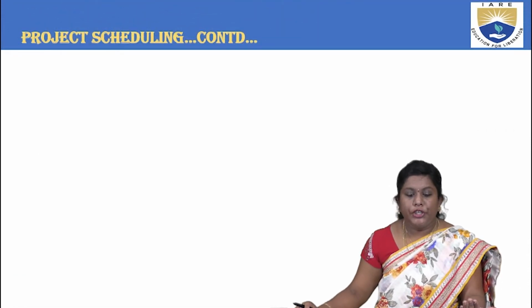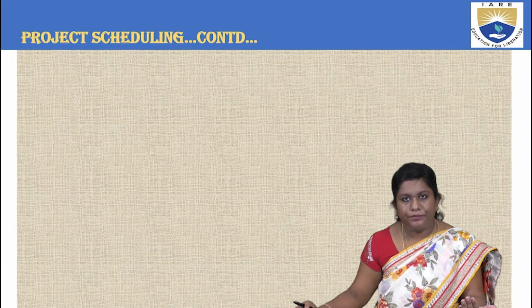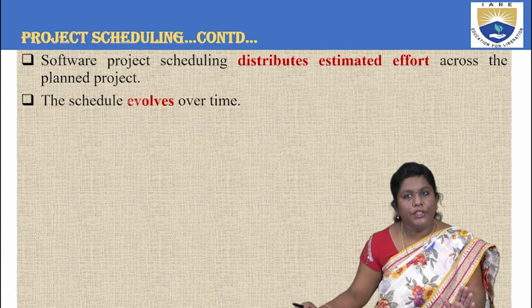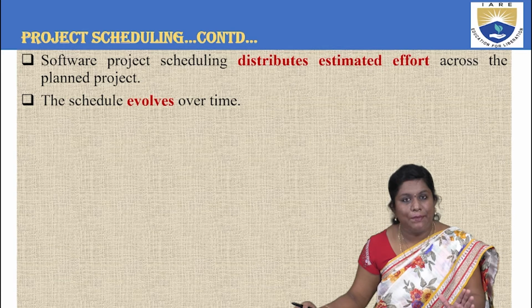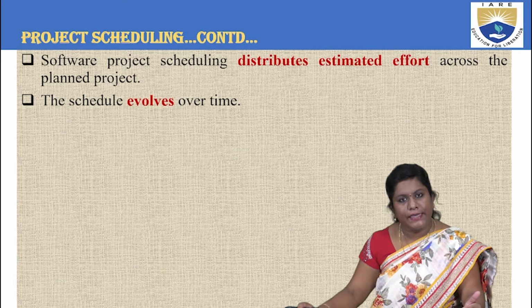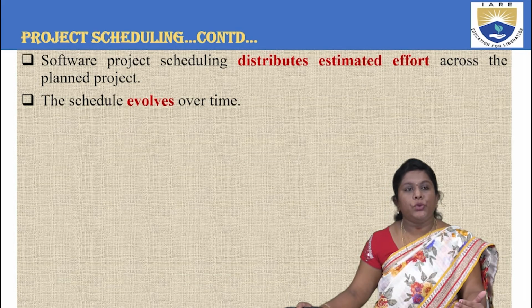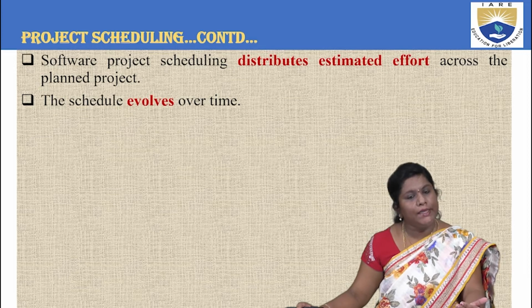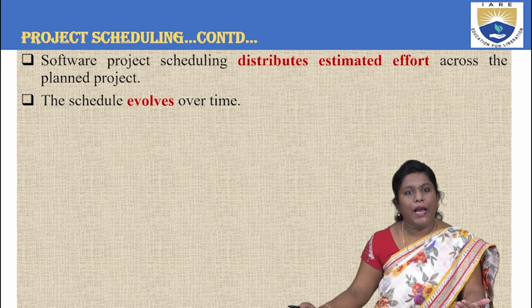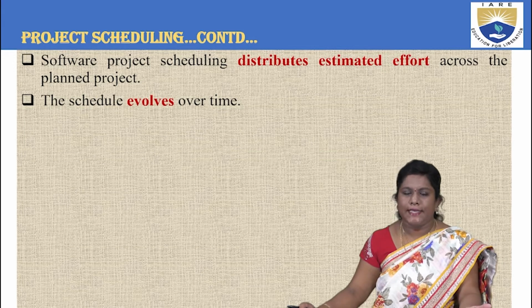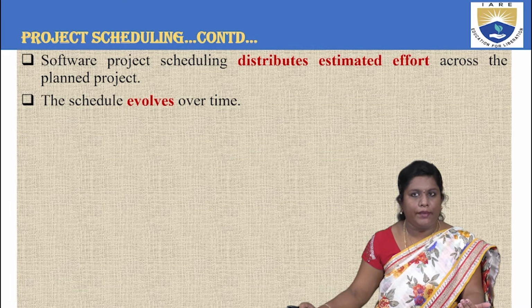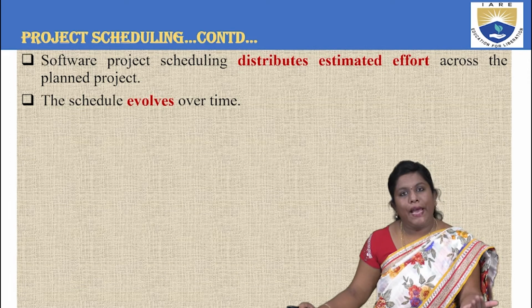Right. So moving to the continuation of the project scheduling. Software project scheduling distributes estimated effort across the planned project. So I have just stated a few things: defining a task, forming a network, trying to know the critical issues within a network, and trying to have a complete monitor or check on the tasks that have been defined every now and then. Right. Now, what happens here?